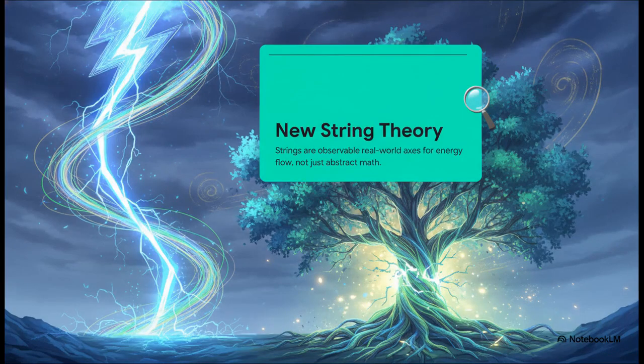And this takes us all the way down to fundamental string theory. Usually we think of strings as purely abstract math, vibrating loops in hidden extra dimensions. Rihan completely flips this. He reimagines strings as observable, real-world axes for energy flow. The lightning's energy literally spirals down these physical strings from the sky, and when the tree aggregates too many of them, the density causes that violent dissociation.